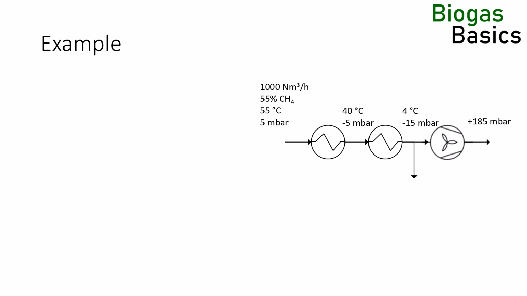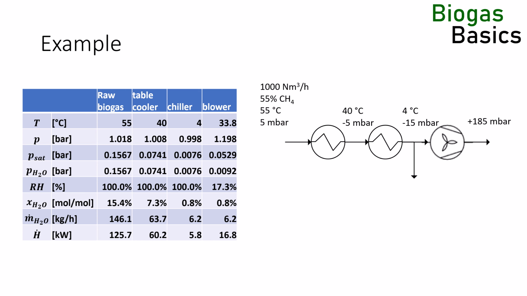What is the cooling demand of the table cooler and refrigerant cooler, and what is the temperature and relative humidity of the biogas after the compression? The table shows the result. The first heat exchanger reduces the enthalpy stream of the biogas from 125.7 to 60.2 kilowatts. It requires 65.5 kilowatts cooling. The refrigerant chiller cools the biogas by 54.4 kilowatts. The condensate production is 139.9 kilograms per hour, almost all of the water vapor content of the incoming biogas.